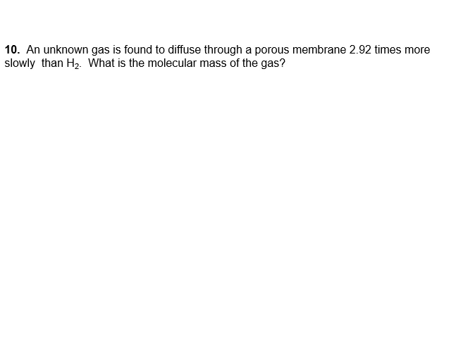All right, number 10, an unknown gas, this one's a little tricky, is found to diffuse through a porous membrane 2.92 times more slowly. So what is the molecular mass of the gas? So this is going to be one of these problems where we have to remember our relationship.